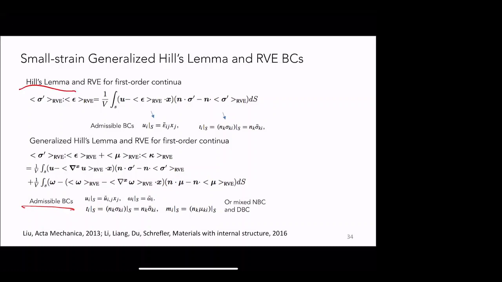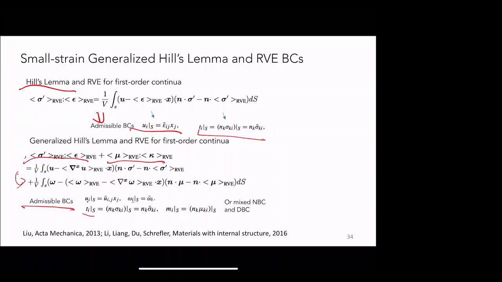Okay, so for the first order model, this is very obvious. We just have the classical displacement and traction boundary conditions coming out from the Hill-Mandel lemma. In the higher order case, we have two energy functionals, and after some derivations, what we get is three types of admissible boundary conditions. One is that we prescribe the displacement and the micro rotations, and then get the tractions for the force stress and the couple stress.